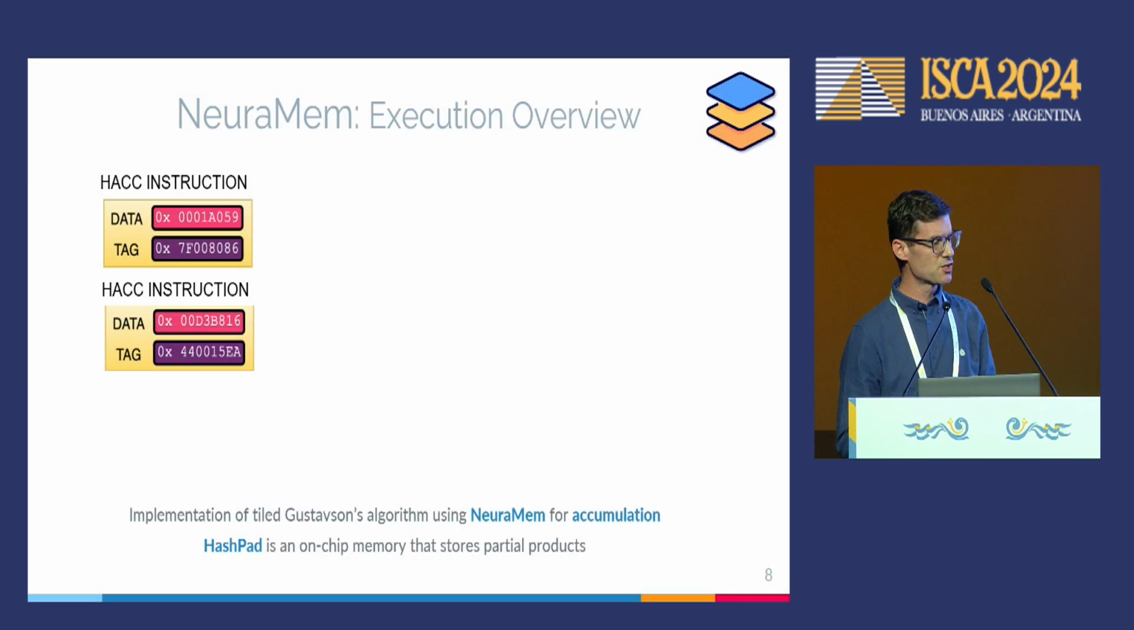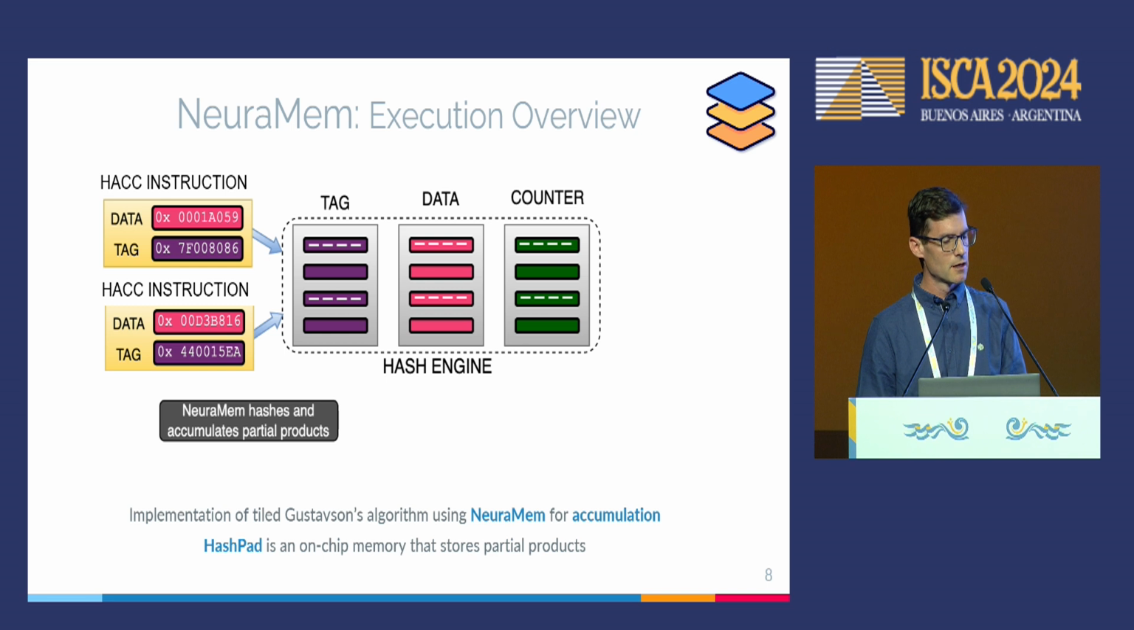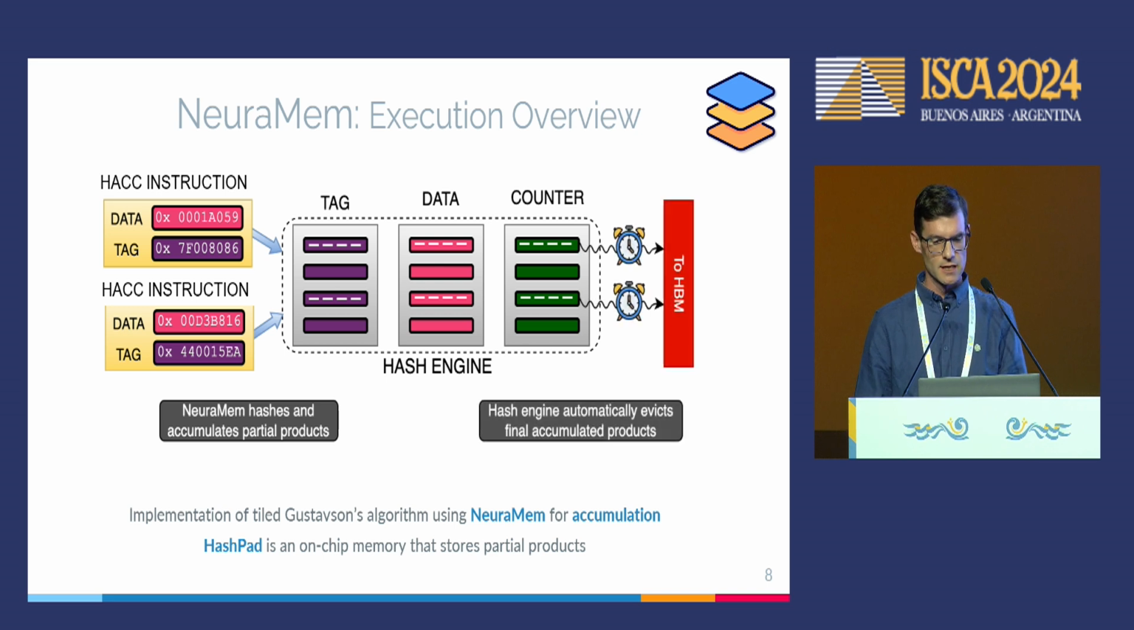So each of these hack instructions arrives at this NeuraMem unit, and the NeuraMems receive them. We have implemented a hashing strategy in order to achieve very fast lookups of these partial products that need to be accumulated into the NeuraMem units. So if there is a match between the input hack instruction tag and the one that is stored in the hash engine, in a particular on-chip memory which is called hashpad, you do the accumulation. The counter is decremented by 1, and once it becomes 0, the partial product has been fully accumulated, so we can store it in memory.